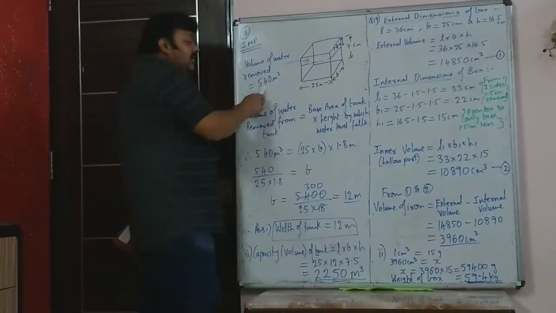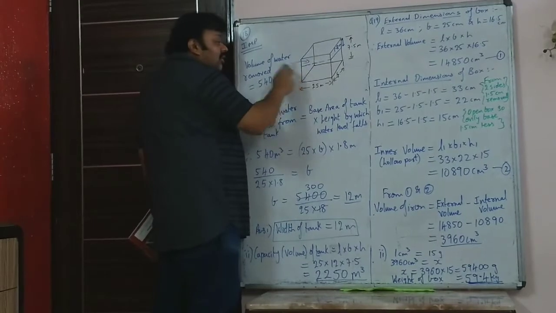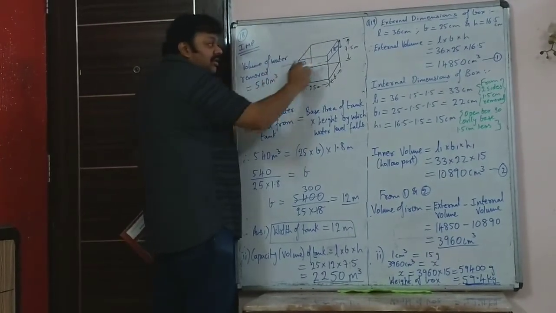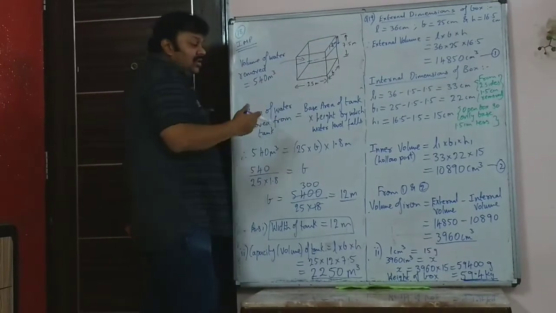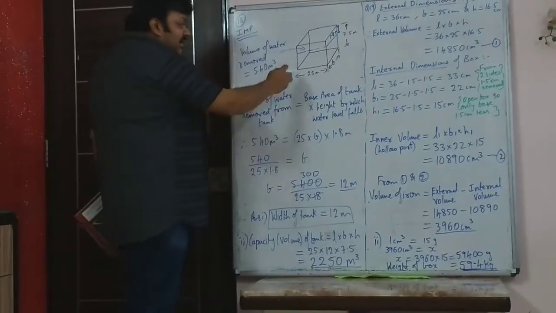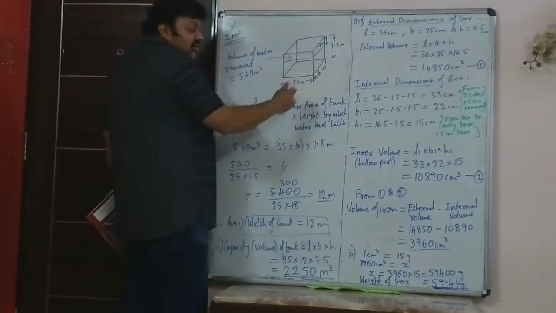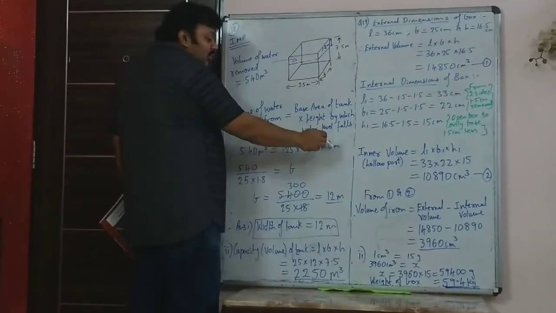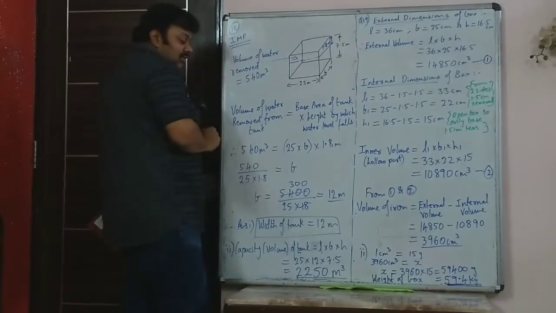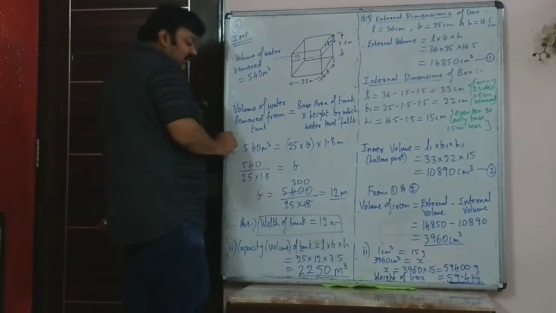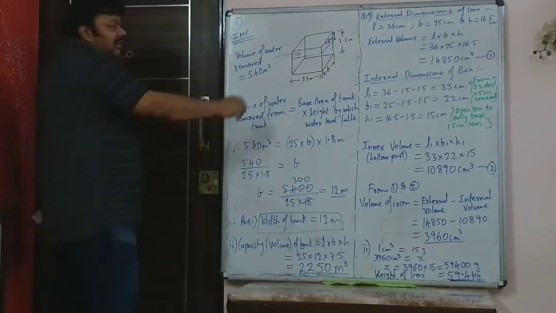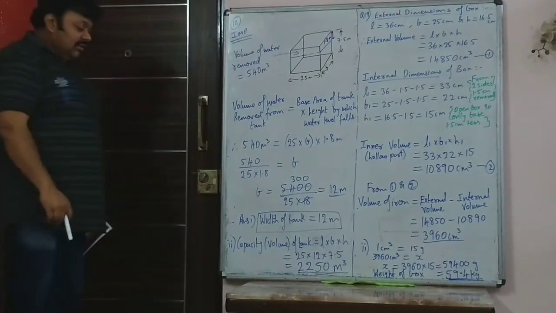So what is the volume of water removed? It is the base area times the height of water removed. So base area is 25 into breadth. We don't know the breadth, we are asked to find the breadth. And the height of water removed is 1.8 meter. That gives you 540. From that, you can directly find B, the breadth, which is 12 meter.